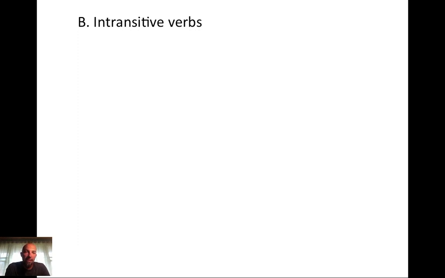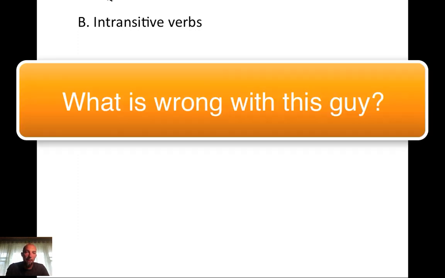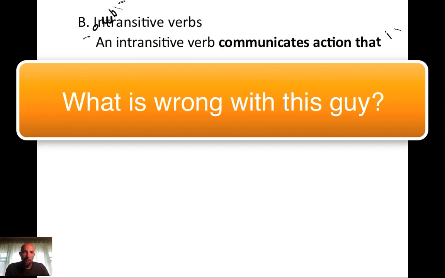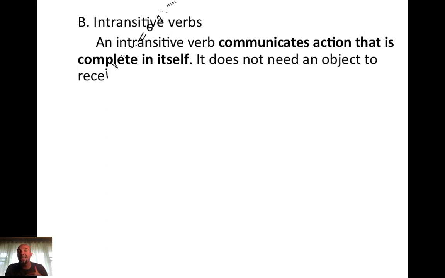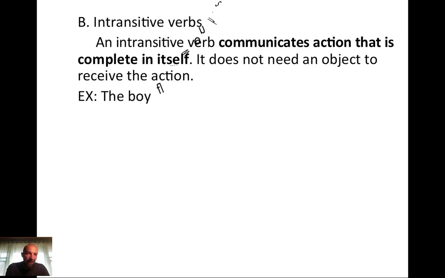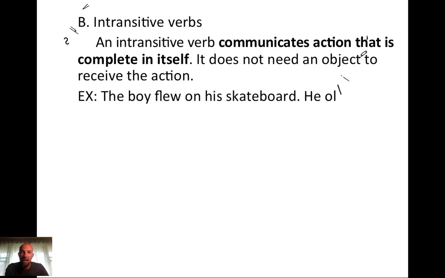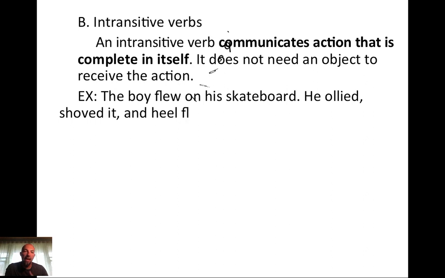Intransitive verbs. See, you did nouns, and we talked about transitive and intransitive and direct objects and indirect objects. So, here we go. An intransitive verb communicates action that is complete in itself. It does not need an object to receive the action. No direct object. Example, the boy flew on his skateboard. He ollied, shoved it, and heel flipped. No objects there.